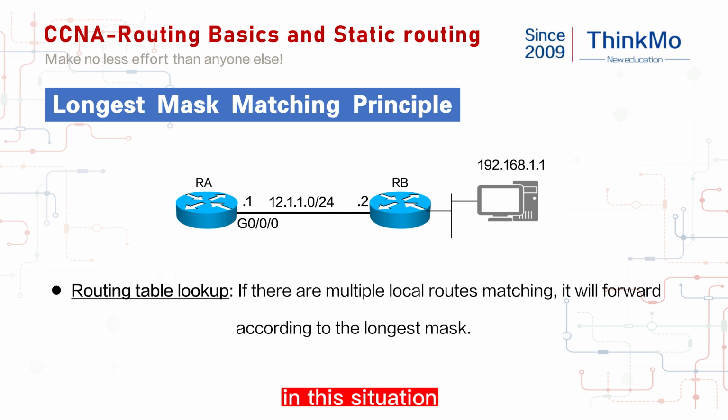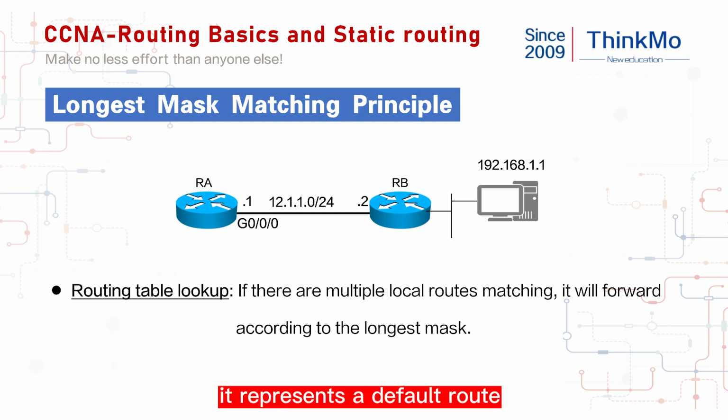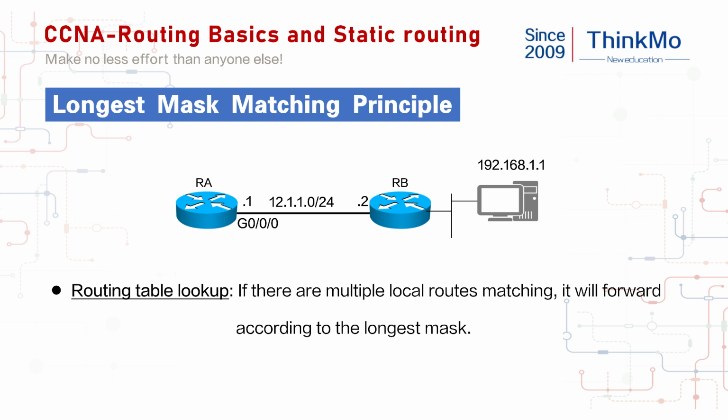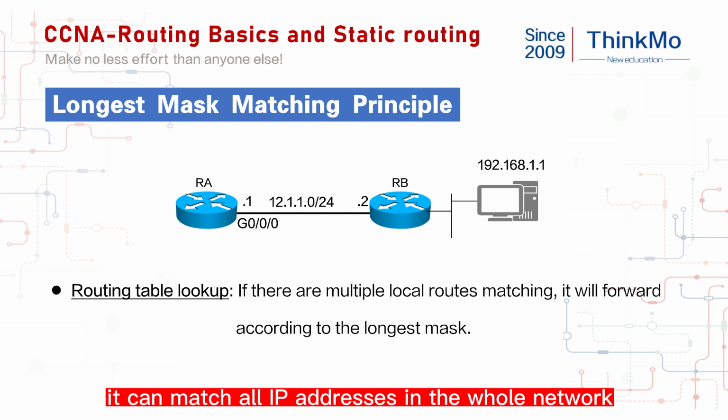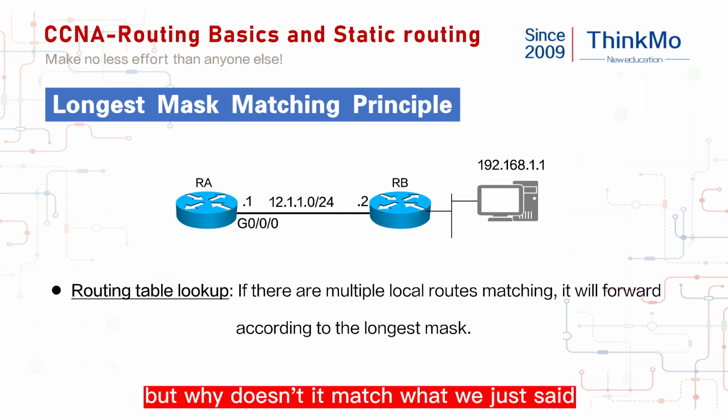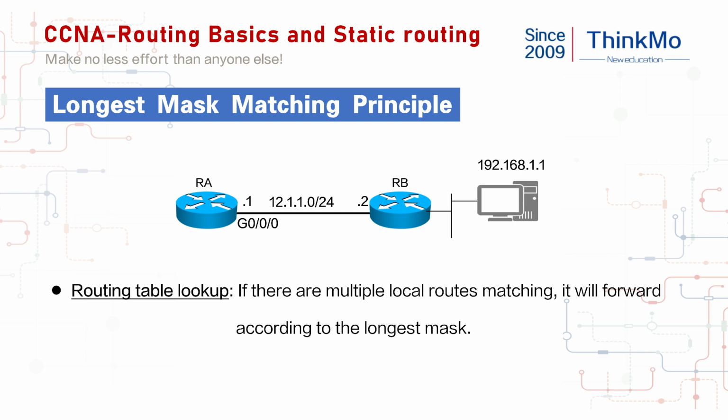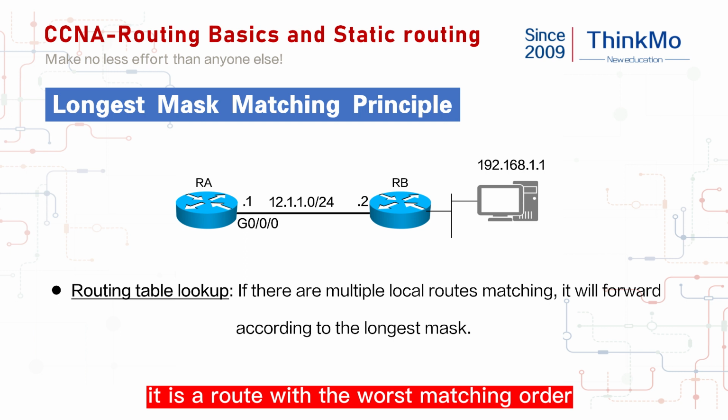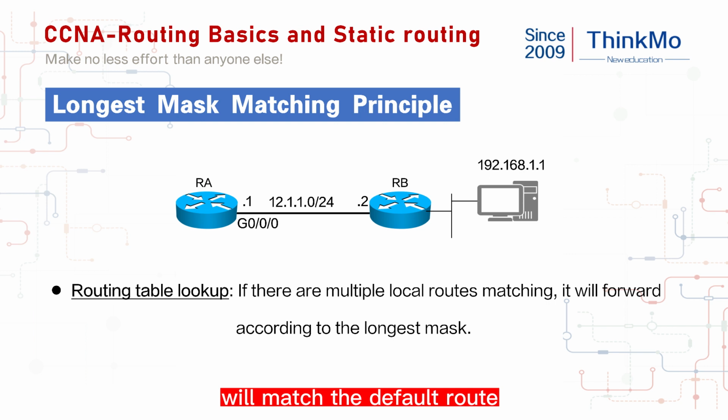In this situation, it represents a default route. A route like this can match all IP addresses in the whole network. But why doesn't it match what we just said? For the default route, since its mask is 0, it is the route with the worst matching order. Only when there is no local route to match will it match the default route.